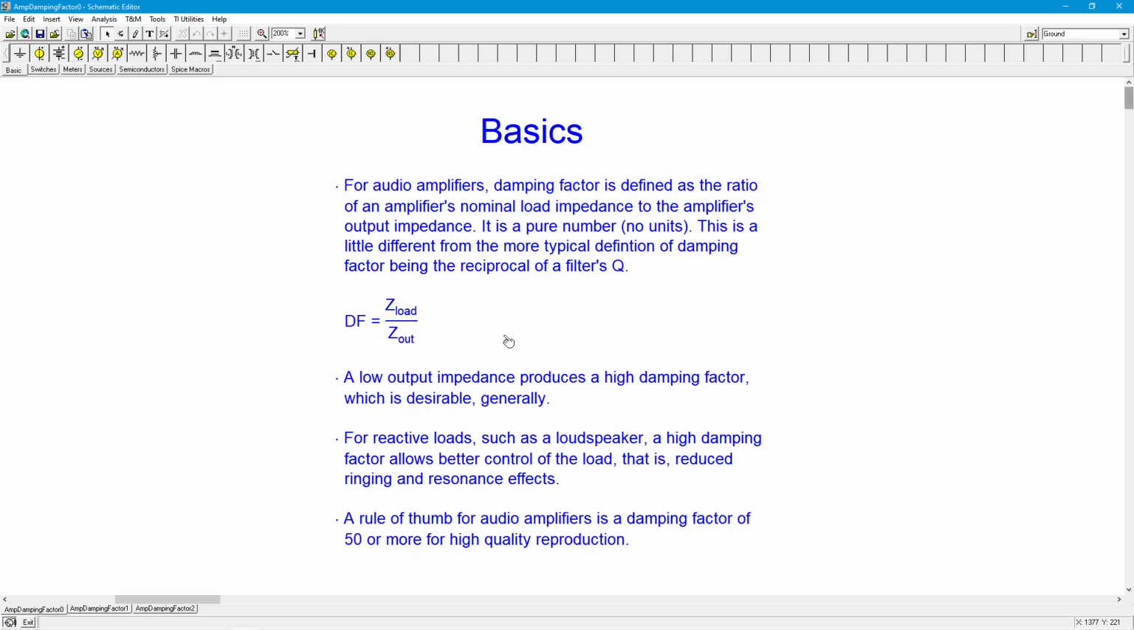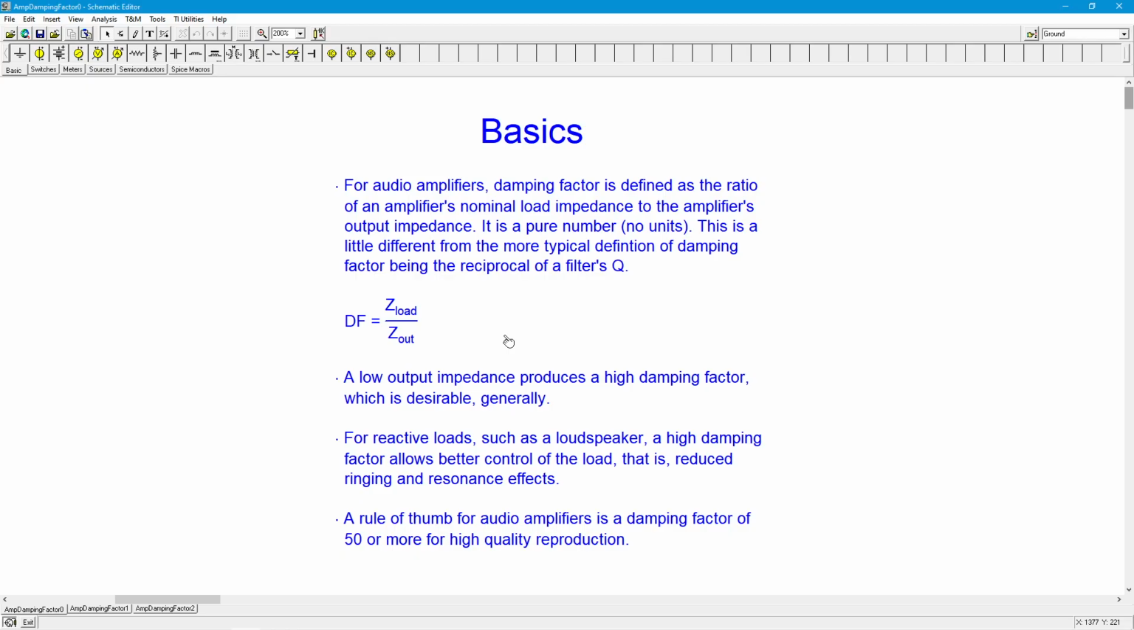If you have a reactive load like a dynamic loudspeaker, having a high damping factor, a low Z out, will allow better control over the driver. In other words, your woofer is not going to be able to flap around as much because of this very low source impedance. And this is due, as you will see, to the resonant equivalent of a dynamic loudspeaker.